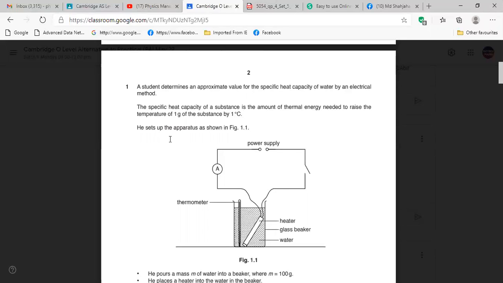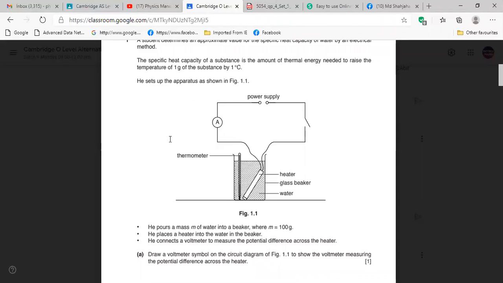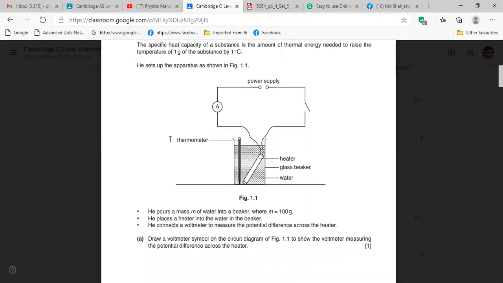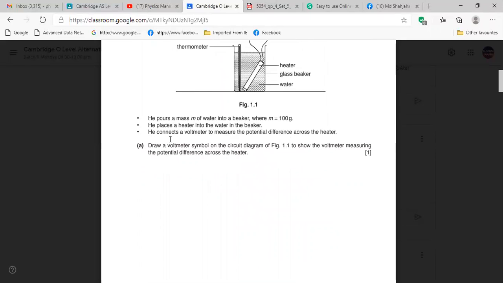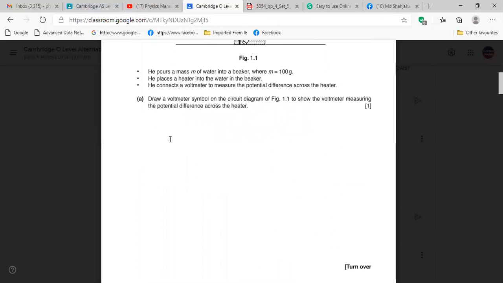So you have the apparatus, right? We have a heater, a glass beaker, then water, thermometer, power supply, ammeter. All these things are there. So continue, Tamjid.